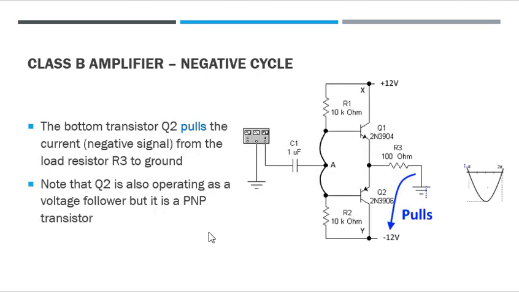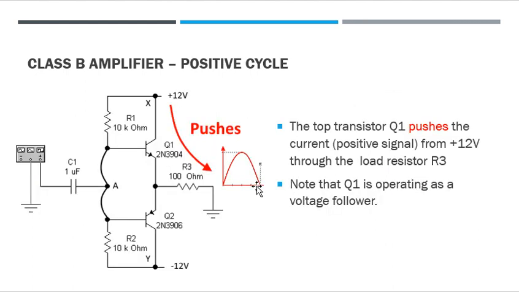In the Class B amplifier negative cycle, the bottom transistor starts working. On our signal, we get the negative half cycle of our sine wave coming in. It then biases the base of Q2, and Q2 acts as an emitter follower, and then it goes out through here. But now if we go back one here, on the positive cycle, the current flows from positive 12 volts through the resistor to ground.